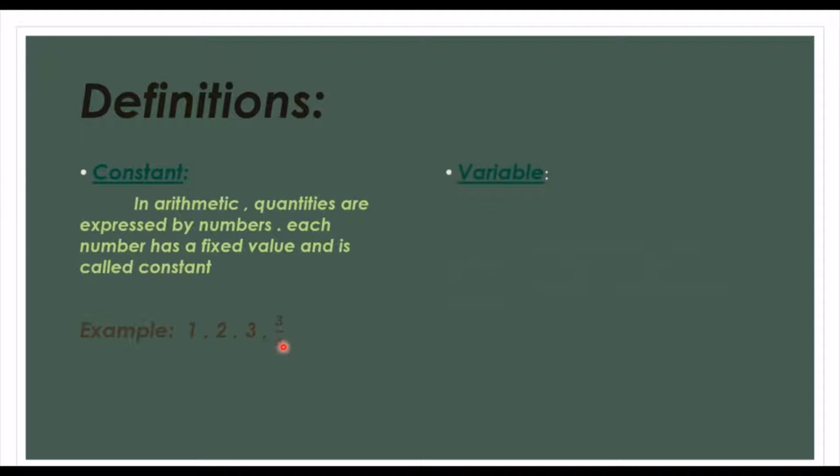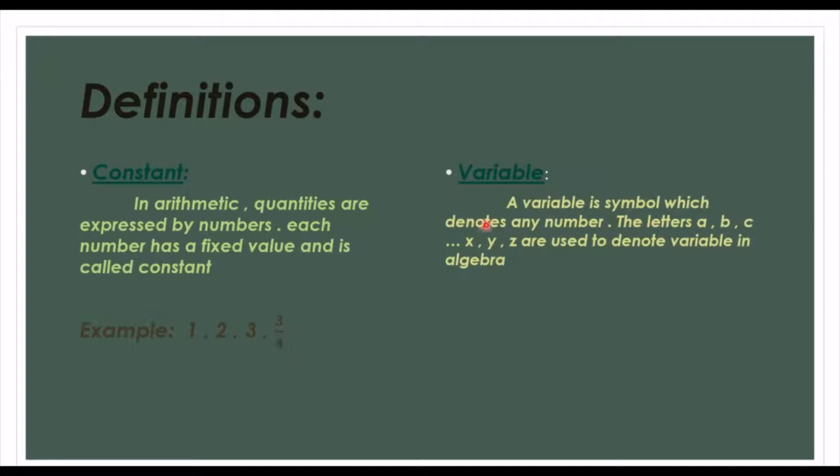Now what are variables? A variable is a symbol which denotes any number. The letters a, b, c and x, y, z are used to denote variables in algebra. For example, 3a, 5x and 2m. a, x and m are variables.